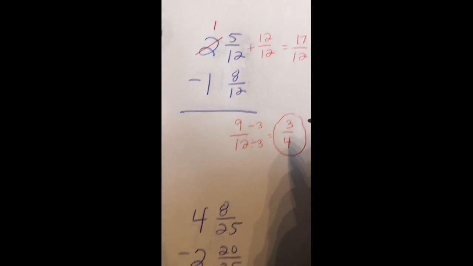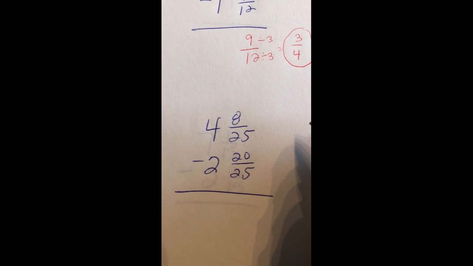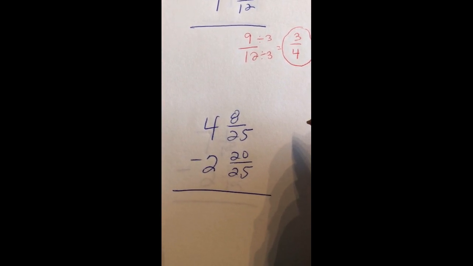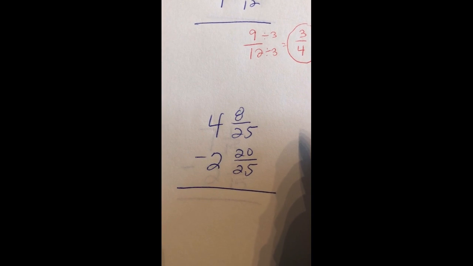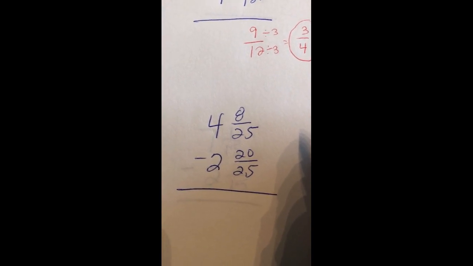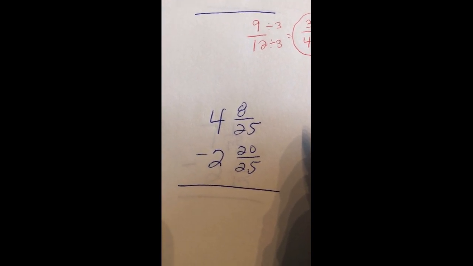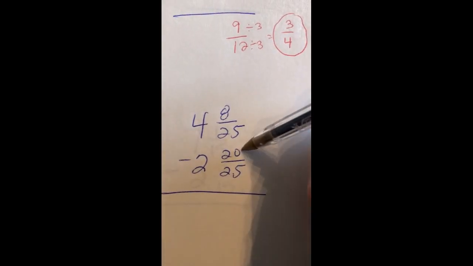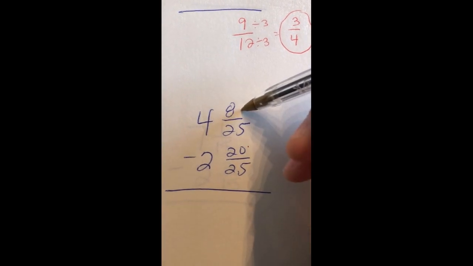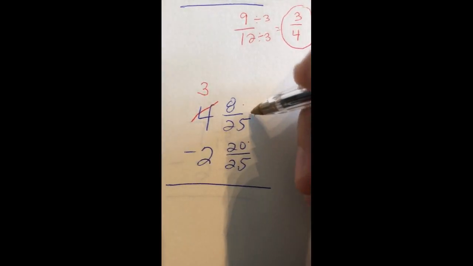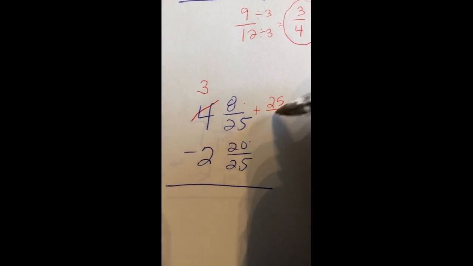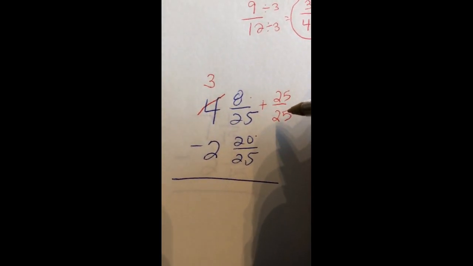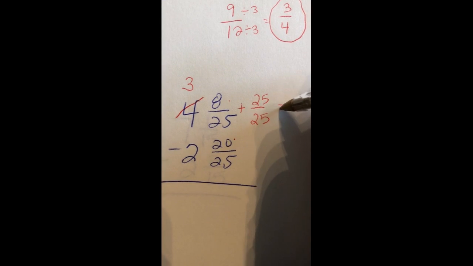Please move on to number 5. Write this somewhere on your paper. 4 and 8/25 minus 2 and 20/25. Again, I cannot subtract 20 from 8, so I have to regroup. Cross off your 4, make it a 3, and we're going to add 25/25 to our top fraction.